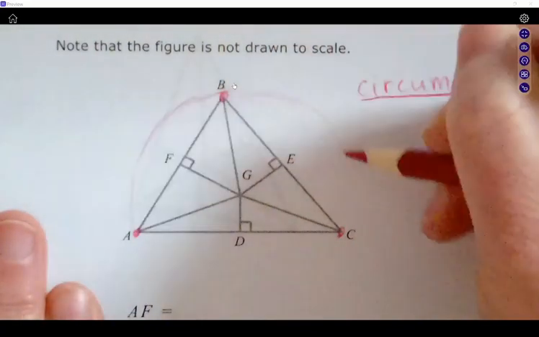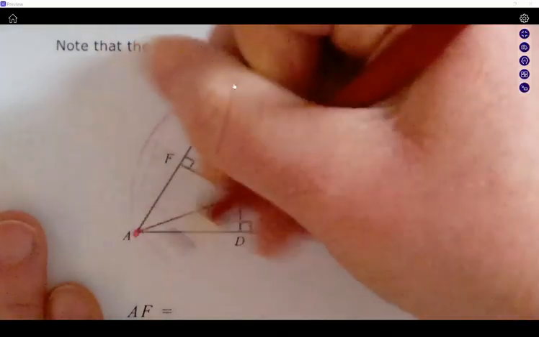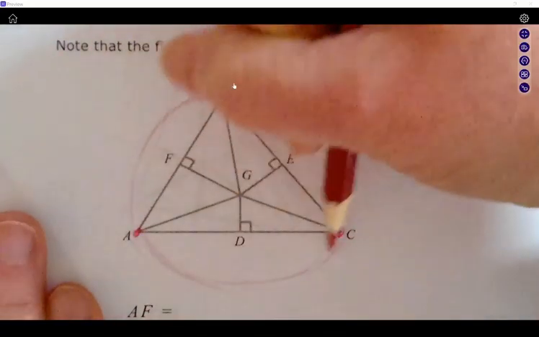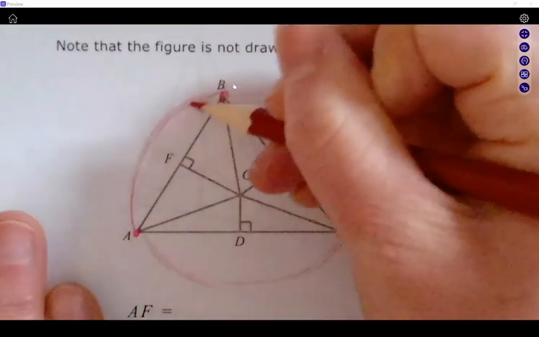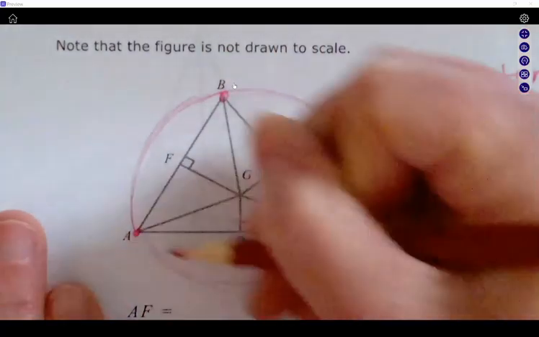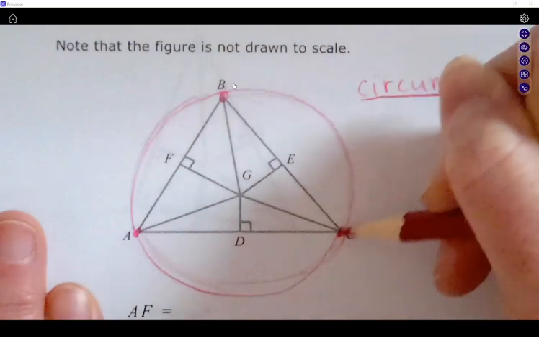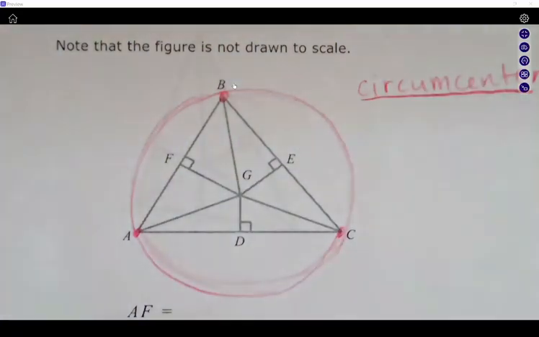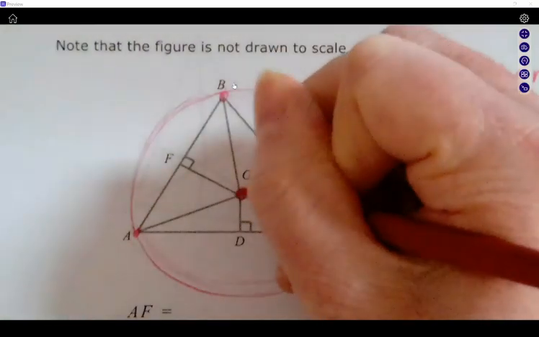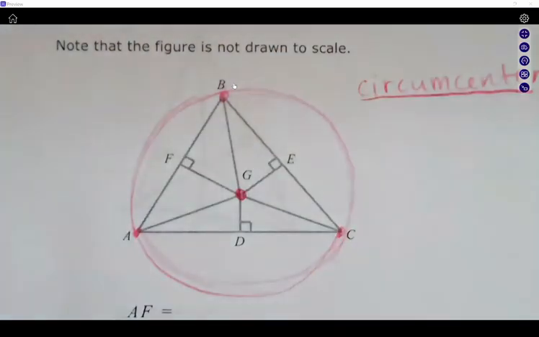Ooh, that's looking rough. But I tried my best. I would have used my compass, but then I saw, yeah, it says figure is not drawn to scale, so there's no point in me doing that. But I do know that G, that is the circumcenter, and so that is the center of this circle that is circumscribed about the triangle. When you guys take your test, you need to know the difference in the terminology. This is what's going to help you get answers correct.